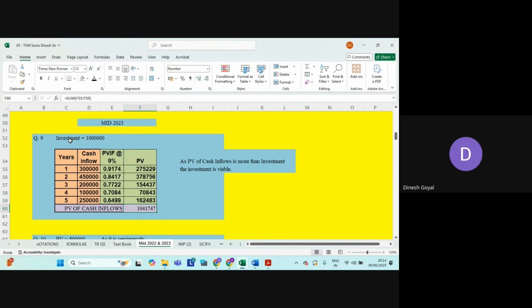So if this present value of cash inflow is more than your investment, then the investment is viable, or we should do that project, we should invest in that project. But if this is less than your investment, if this would have been less than 10 lakh, so we would say that investment is not viable. Right? Okay.